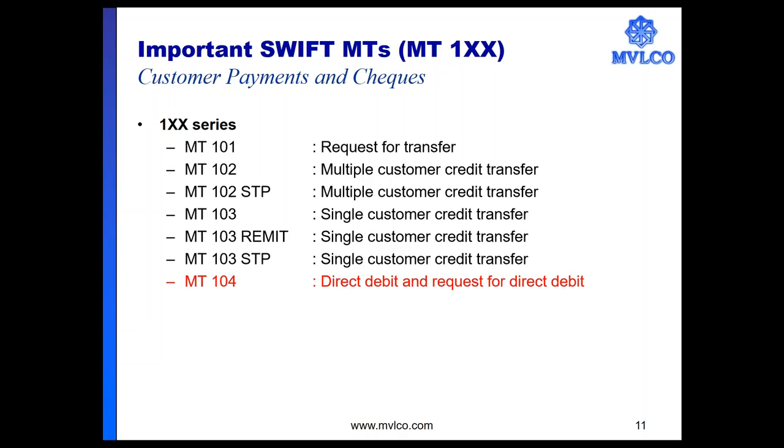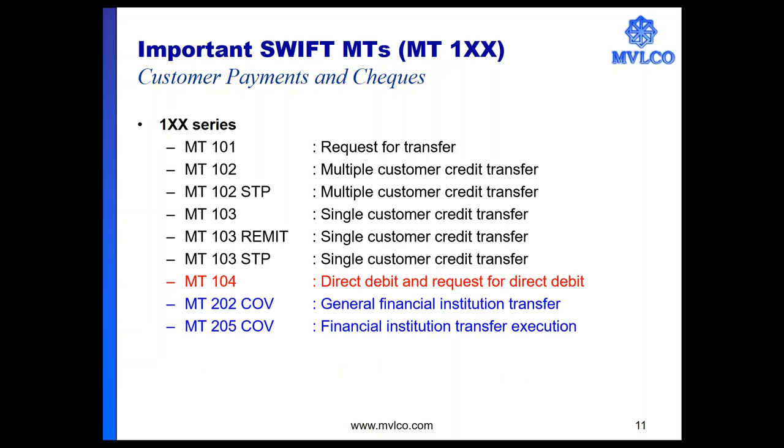The MT104 which you see in red on the screen, which we are not going to discuss at this point because it's a pull message, is about a direct debit and a request for direct debit. To summarize, we'll have MT101, 102, 103, which we will be discussing today. 104 is what we will not be discussing today. Having said this, there are two more types which do not come under series 1. They come under series 2, but they are expected to be used only along with MT103.